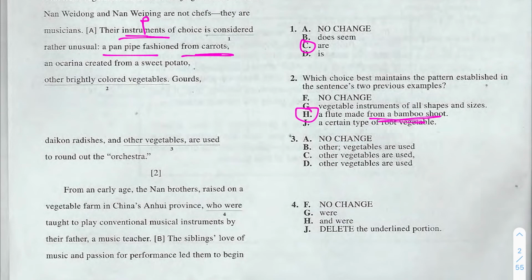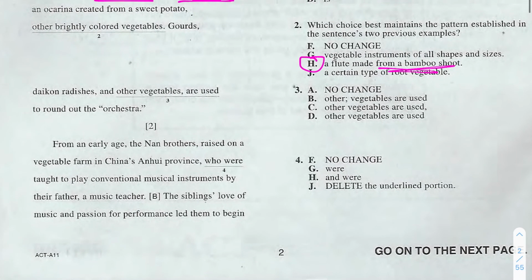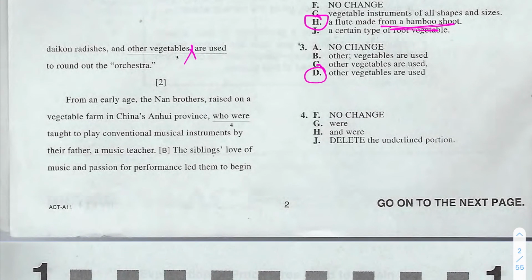And then for number 3, gourds, darkened radishes, and other vegetables are used. We don't need a comma right here, so we can just leave it as a run-on sentence, and other vegetables are used to round out the orchestra. So 3 would be D. Then for number 4, 4 would be G, because this right here in the comma is non-essential information.